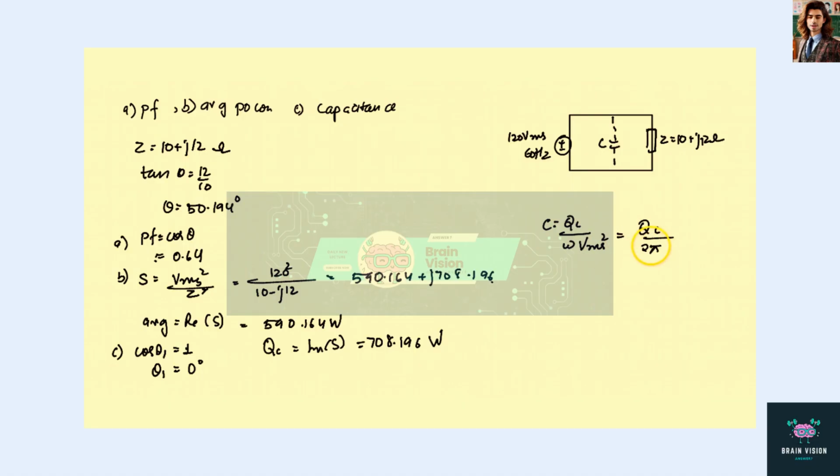QC by omega Vrms square, where omega is equal to 2 pi f. Here substitute the values: 708.196 divided by 28800 pi into 60. The capacitance will be equal to 130.4 microfarad. This is the value for capacitance, which will give the unity power factor.